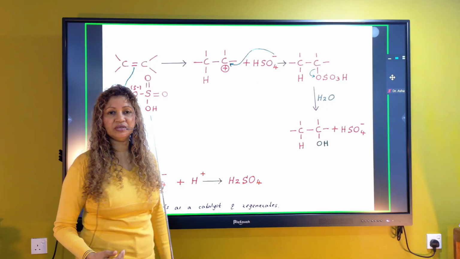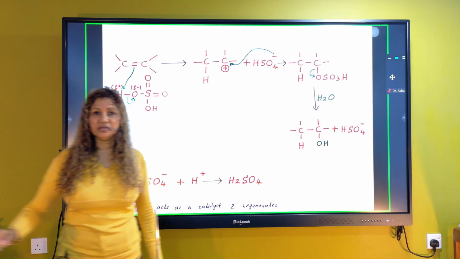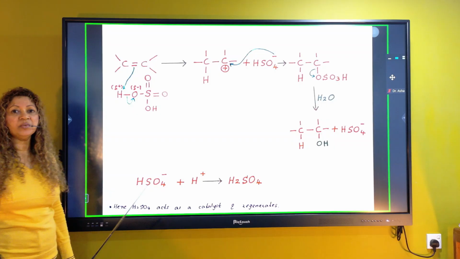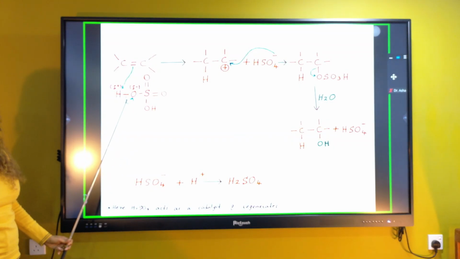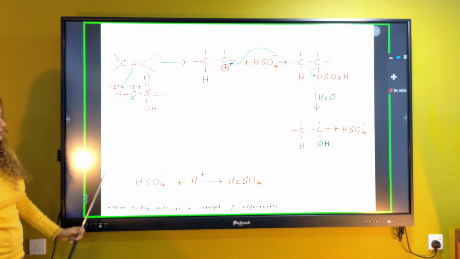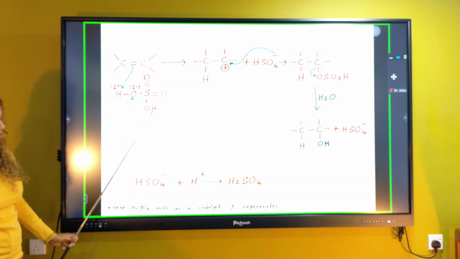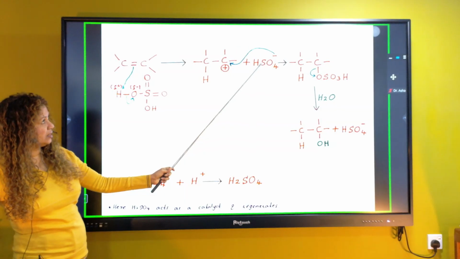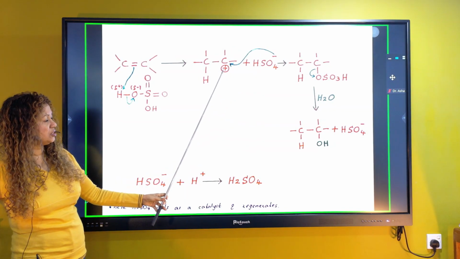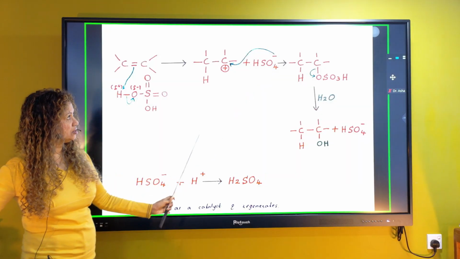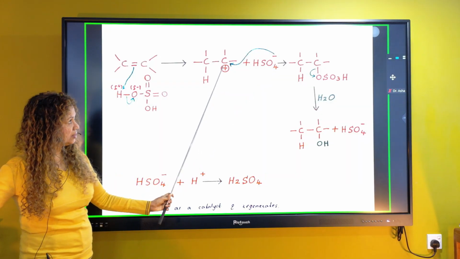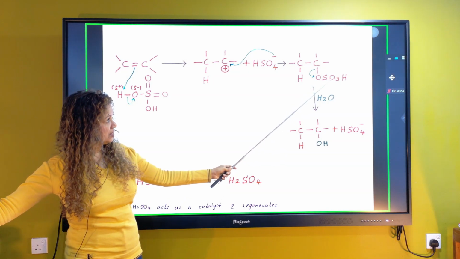Conc H2SO4 in the medium means less water, so less dissociation, or weaker dissociation. So H2SO4 as a whole molecule itself is acting as an electrophile. H plus is joining here. The rest of this part, HSO4 minus, gets away, and to neutralize this plus charge, the negative charge is joining here, so that your product becomes OSO3H.